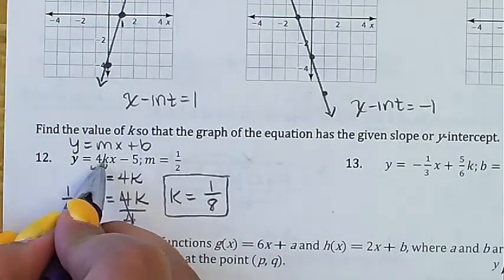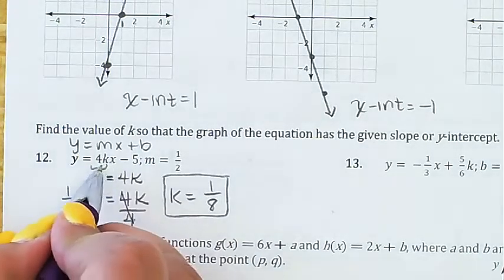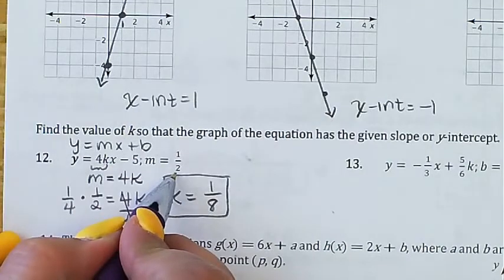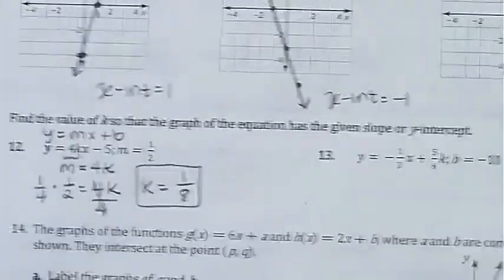Well, let's think about that. If this is 1/8, 1/8 times 4 is 4/8, which is a half. I would end up with 1/2 x. 1/2 x would mean I would have a slope of 1/2. So yes. Okay, let's try it on 13.